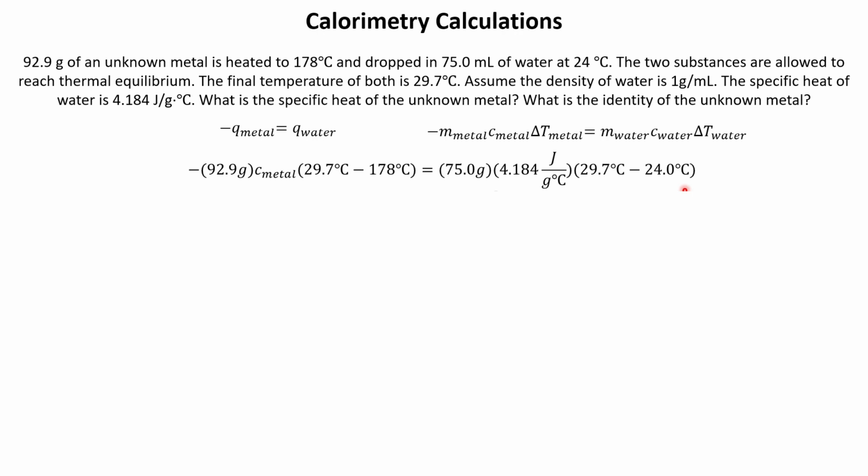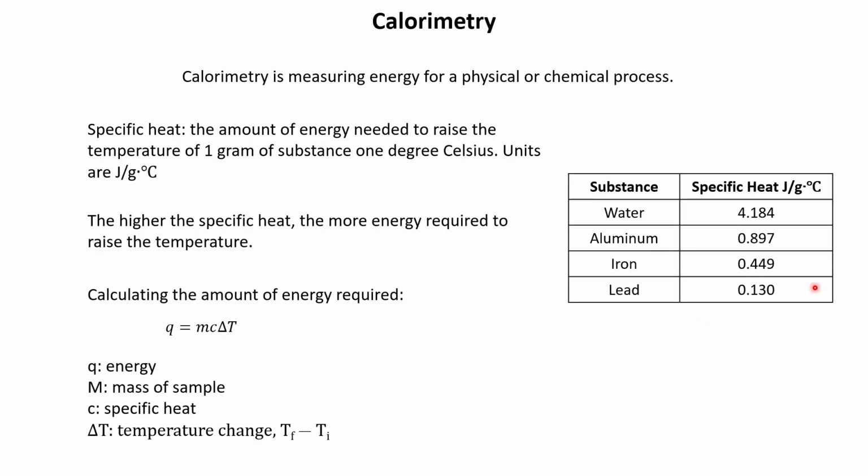Just like before, it's always really important that these delta T's are final minus initial. Otherwise, your signs are going to get messed up and you're going to get really weird answers. But keeping our signs straight, being careful with our algebra, we get a specific heat of metal of 0.130. And the only thing left is to identify this unknown metal. So let's go back to our table from our previous slide. So a specific heat of 0.130 means that this unknown metal is lead.